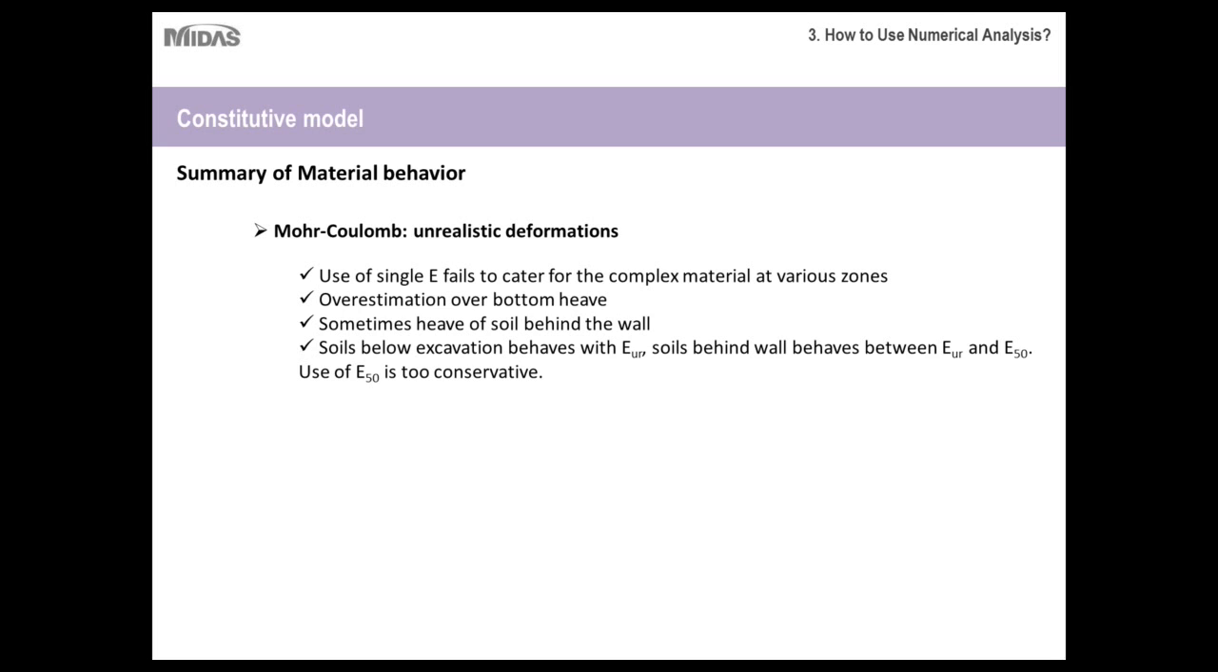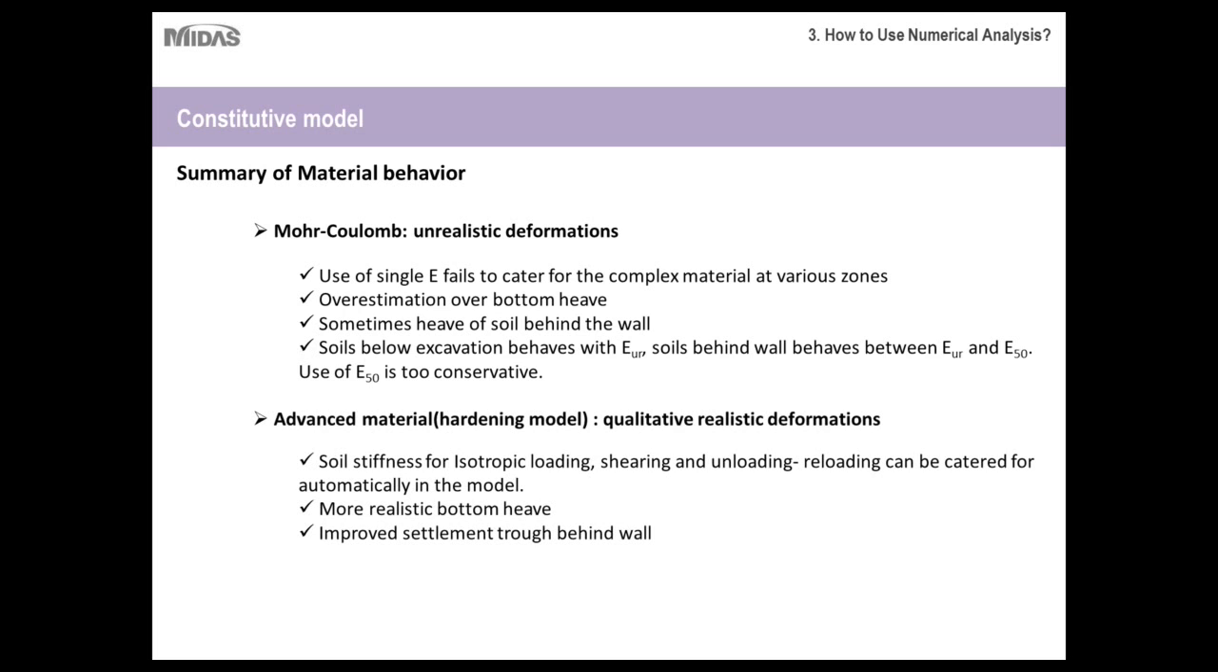Then the soil below the excavation behaves with EUR, that is the Young's modulus for unloading and reloading, and the soil which is behind the wall behaves with the stiffness between EUR and E50, but Mohr-Coulomb uses just E50 for all these locations, which results in conservative values.